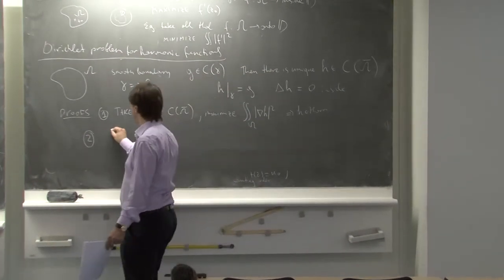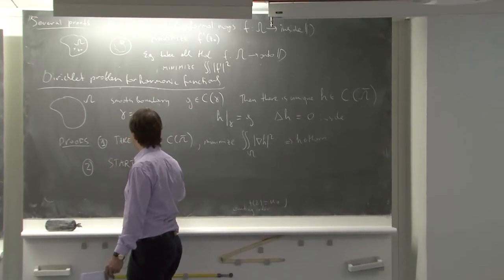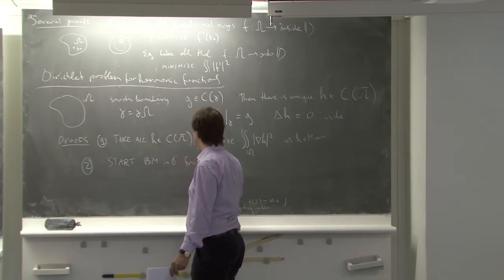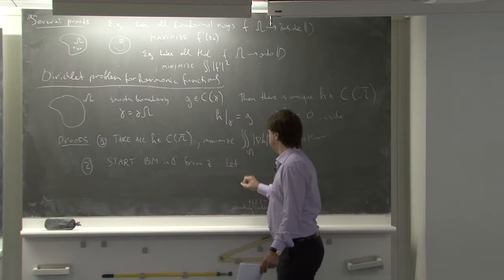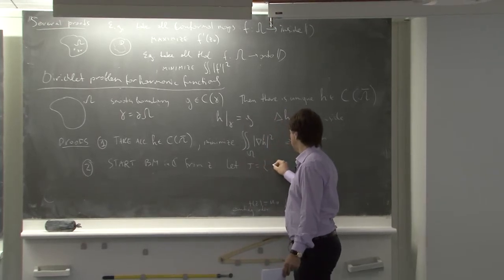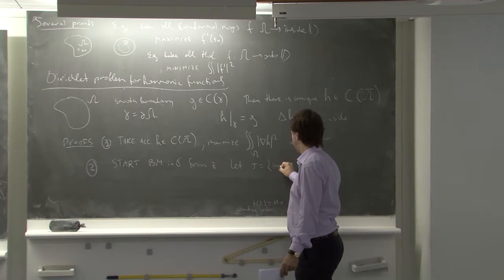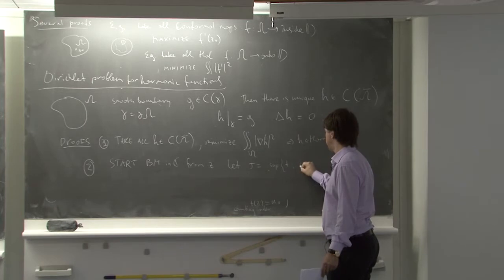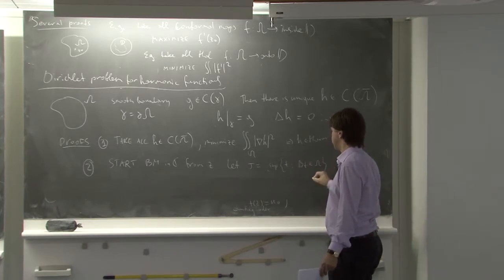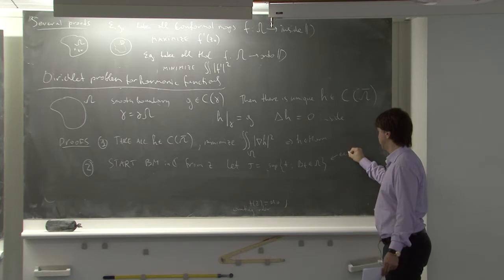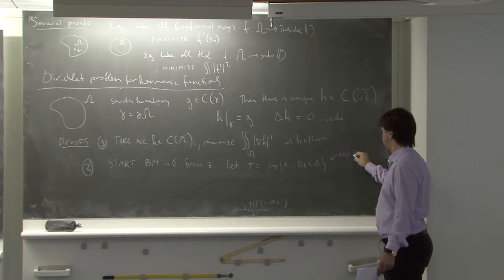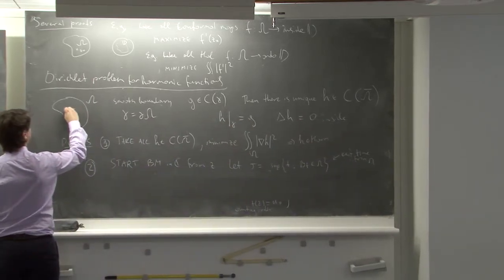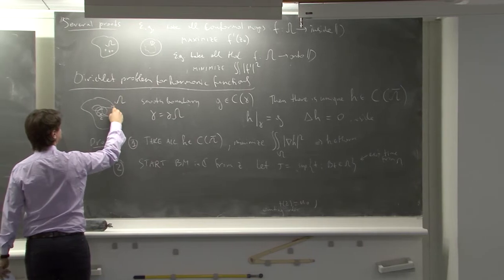So start Brownian motion in the plane from point z. Let tau be the supremum of times t so that b_t is inside omega. So it's the exit time from omega. Basically what you do, you draw Brownian motion, eventually it will hit the boundary, at time tau.